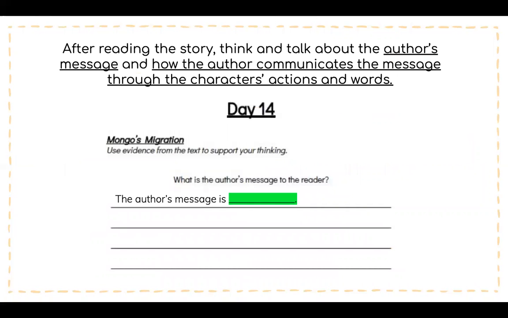After reading the story, think and talk about the author's message and how the author communicates the message through the character's actions and words. The author's message is what the author is trying to tell us or is trying to teach us from the story. So Mongo's Migration. Use evidence from the text to support your thinking. What is the author's message to the reader?